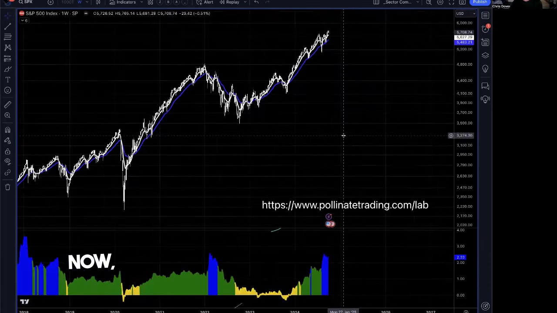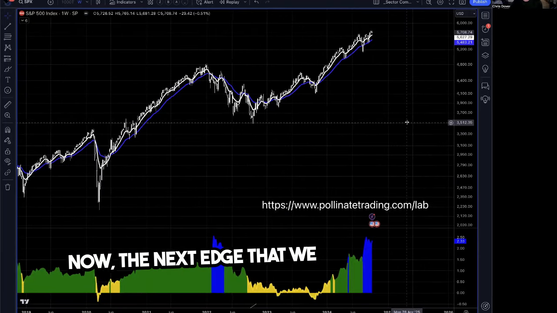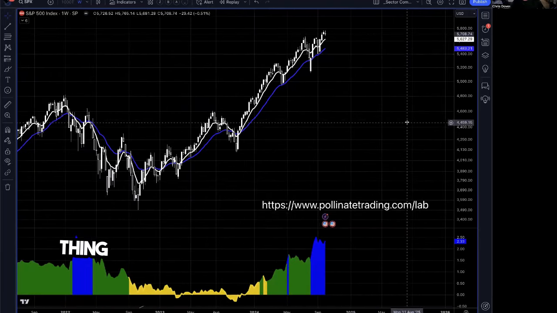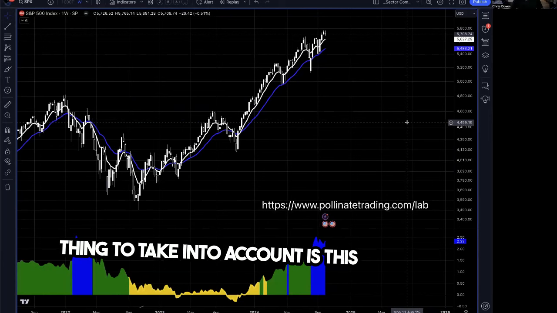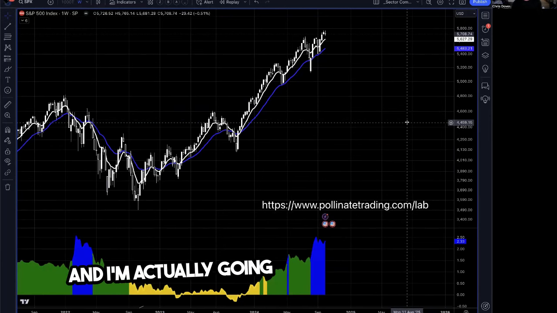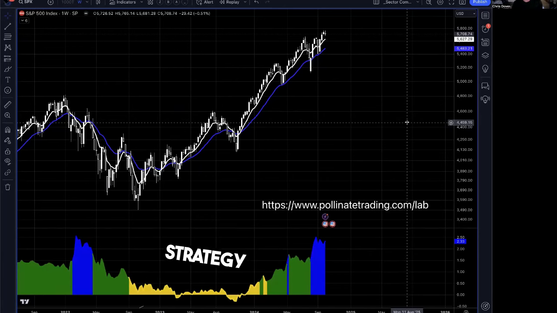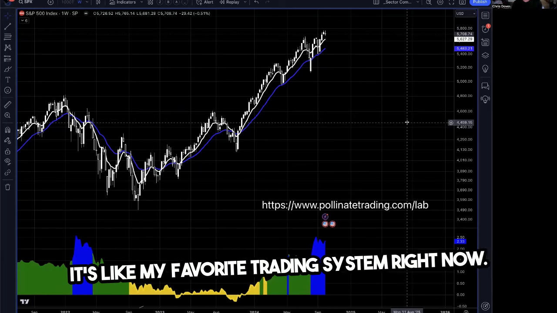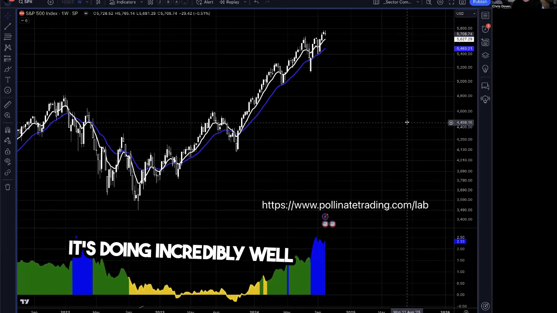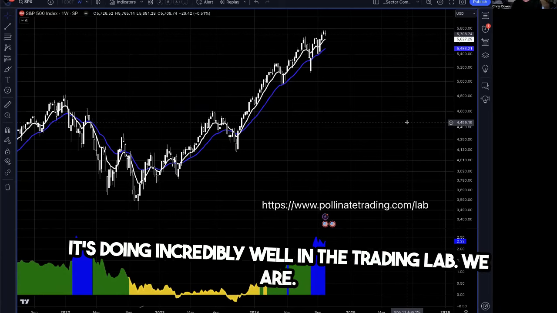Okay. Now, the next edge that we could look at, the next thing to take into account is this awesome little Reaper. And I'm actually going to talk about a trading strategy that I trade live. It's like my favorite trading system right now. It's doing incredibly well in the trading lab.